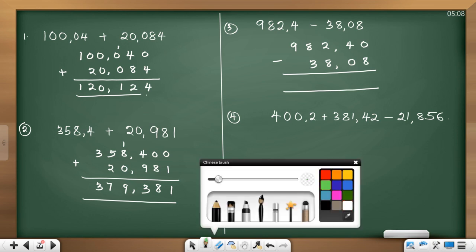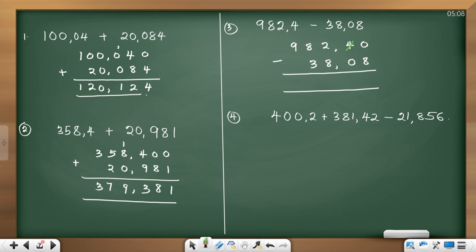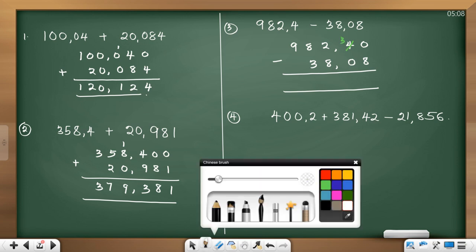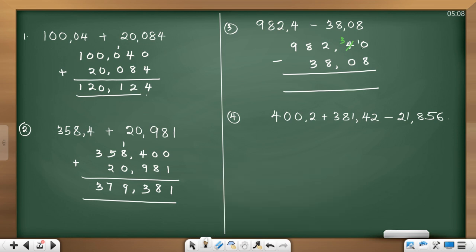And if we borrow 1 from the 4, what happens? It will no longer remain a 4. It will be a 3. So, and the 0 then becomes a 10. So 10 minus 8 would give us 2, and 3 minus 0 would give us 3. The comma remains exactly where it's supposed to be.